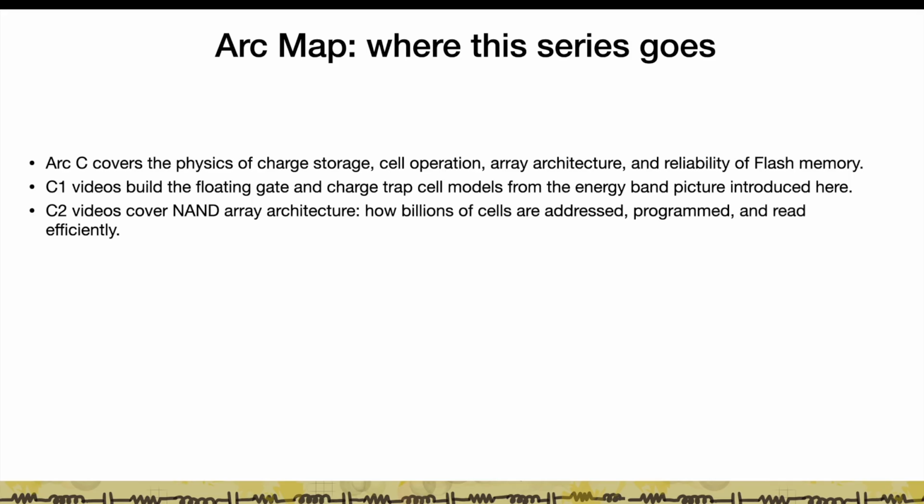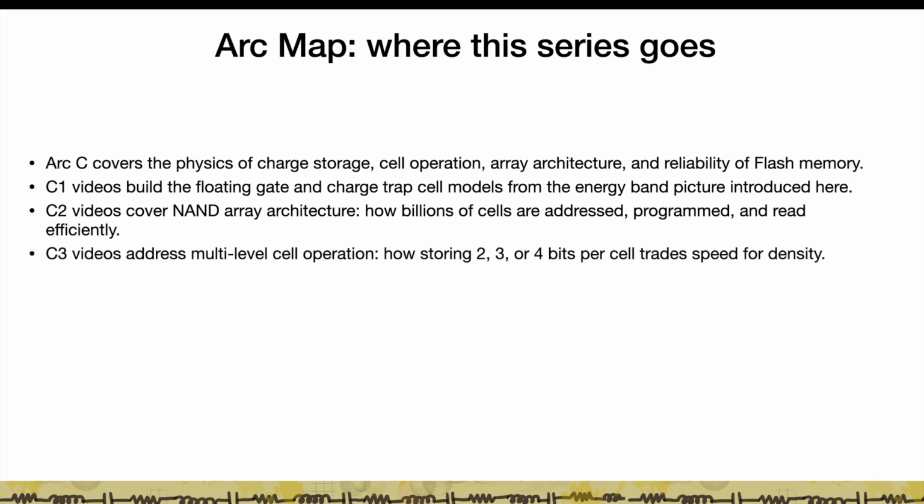C2 videos cover NAND array architecture. A flash die contains billions of cells arranged in strings, pages, and blocks. And the way those cells are addressed during program, read, and erase operations creates constraints and failure modes that don't exist at the individual cell level. Program inhibit, read disturb, and neighbor coupling interference are all array level phenomena.